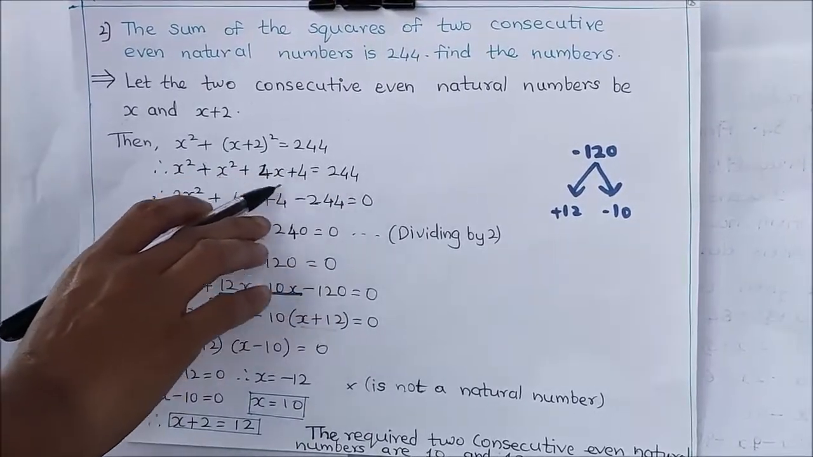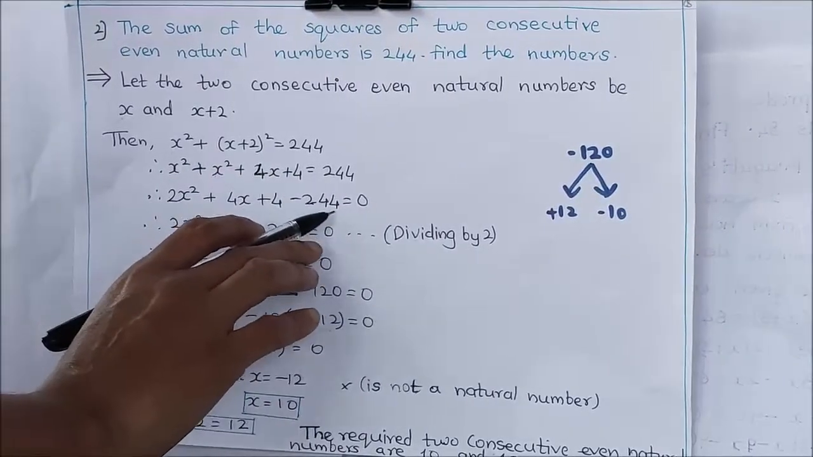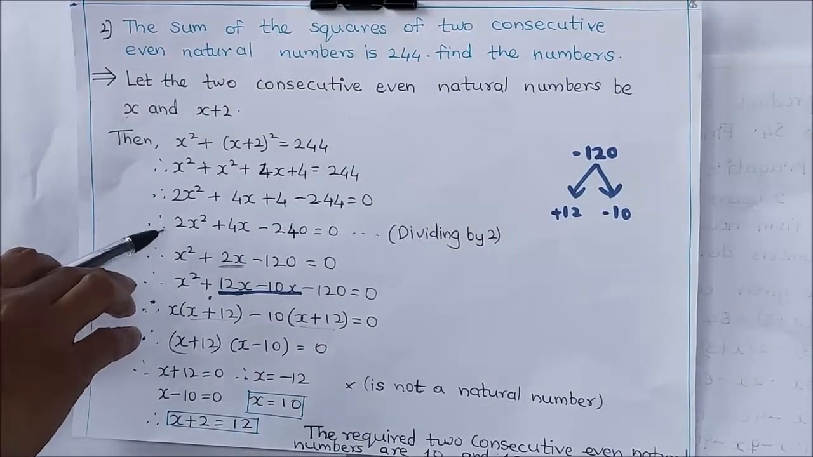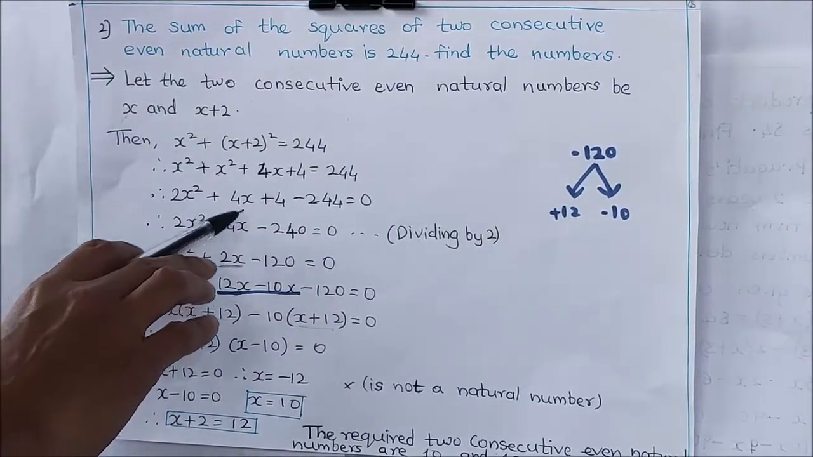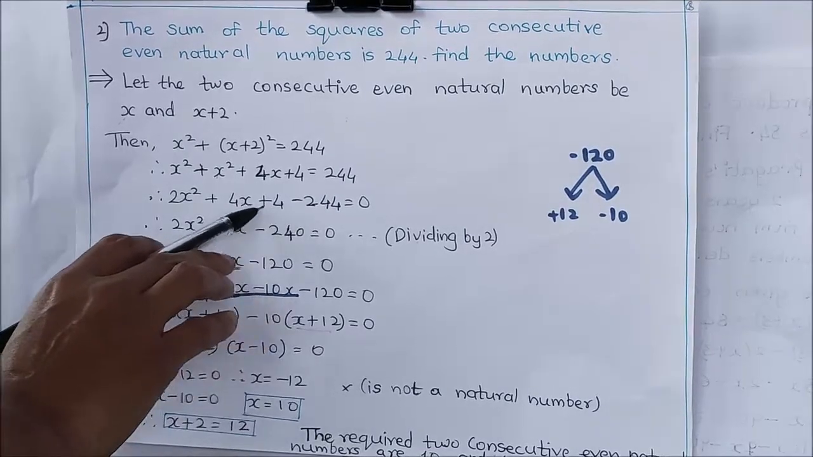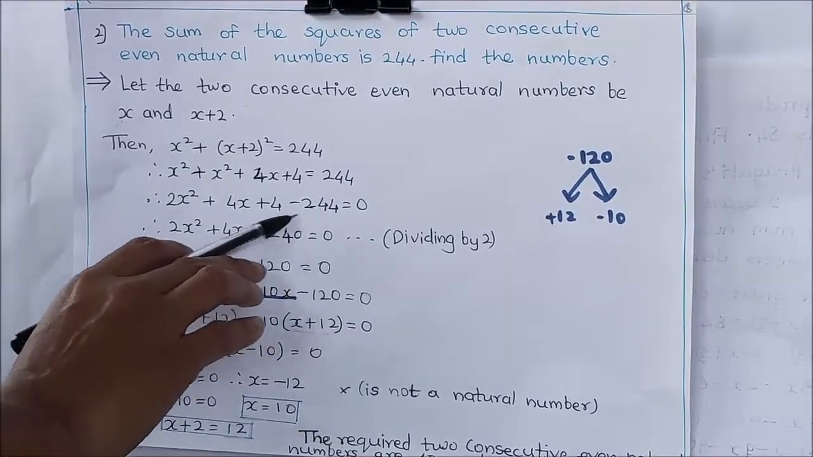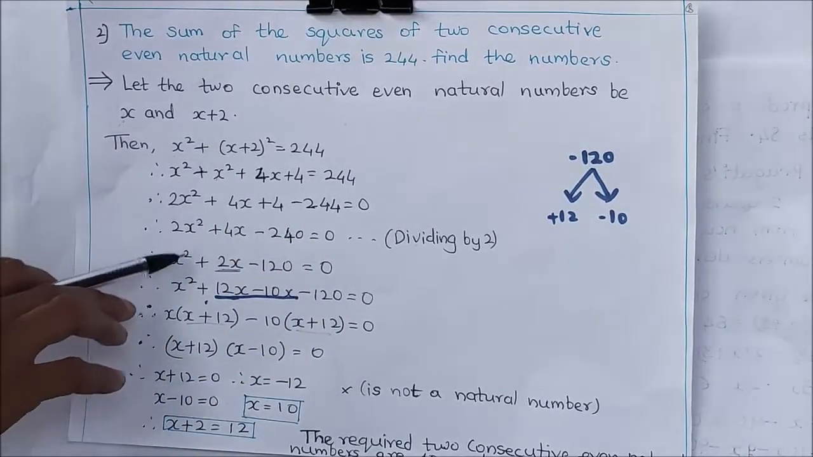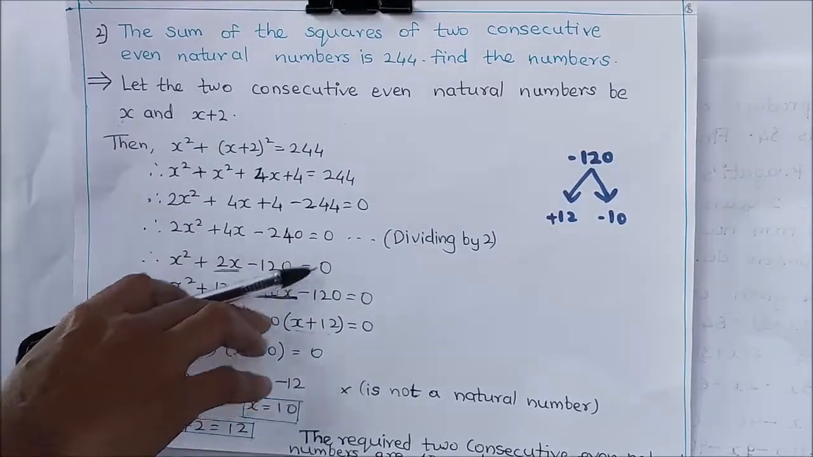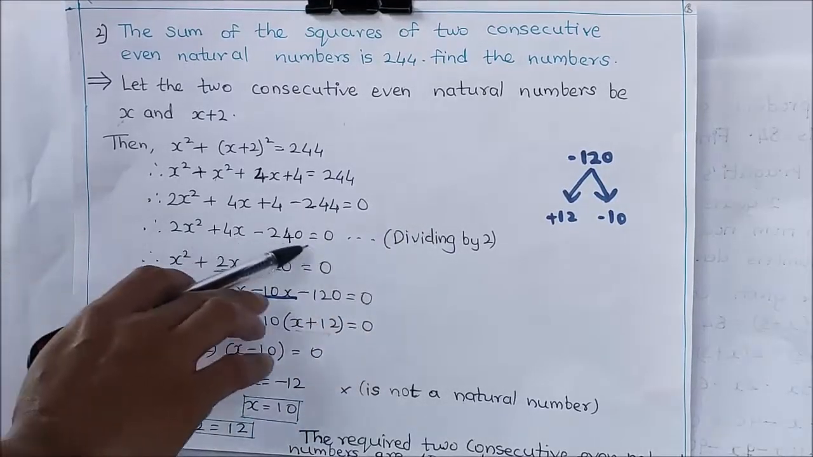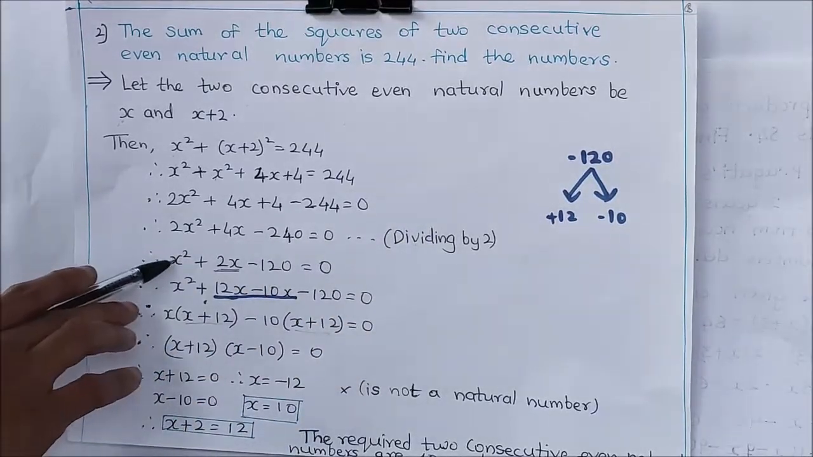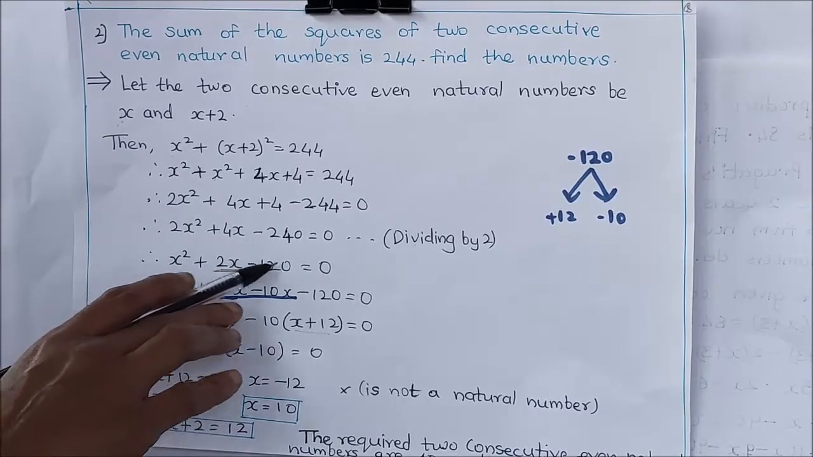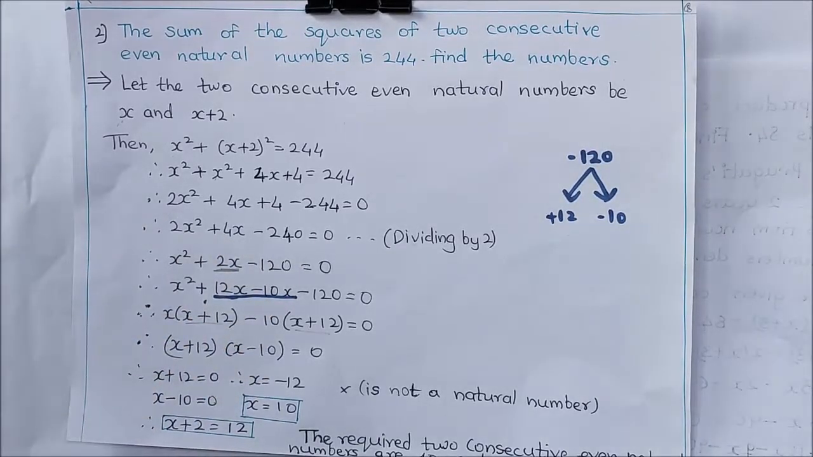We shift this to the left hand side, minus 244 equals 0. Now we get simply 2x square plus 4x minus 240 equals 0, since 4 minus 244 is minus 240. For our convenience, to make our calculation easier, we divide the whole equation by 2. Then we get the quadratic equation x square plus 2x minus 120 equals 0.